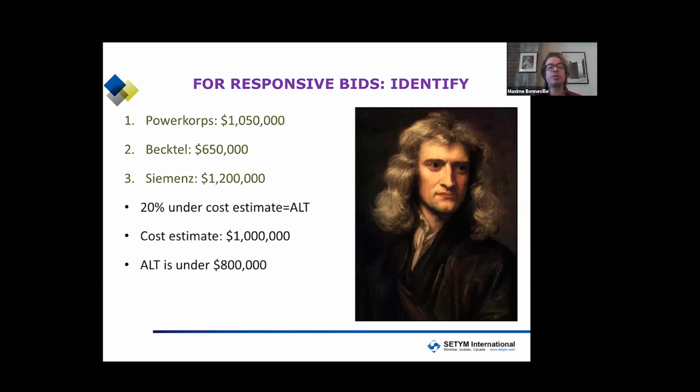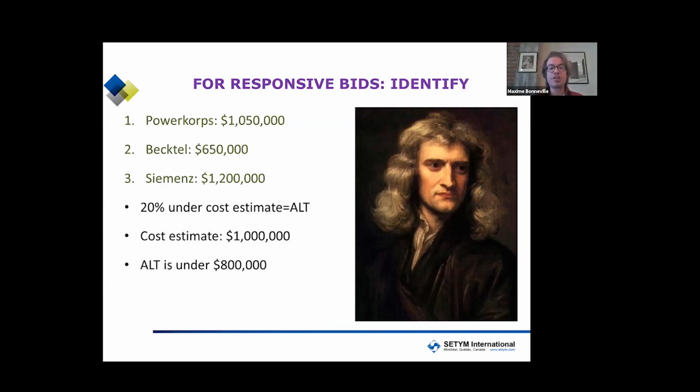You start with your cost estimate. In this case, $1 million US. This is what was found in your procurement plan and approved by a donor if you're dealing with the World Bank. A bid 20% or more under your cost estimate constitutes something that may be an abnormally low tender, so it must be investigated. The first step is identifying. Any bid under $800,000 in our case here is potentially an abnormally low tender. So you have these 3 bids.